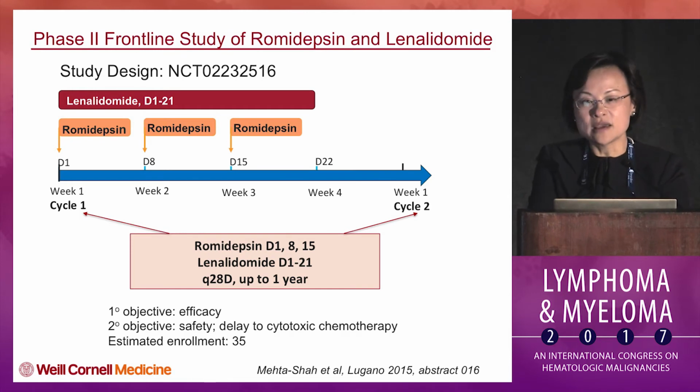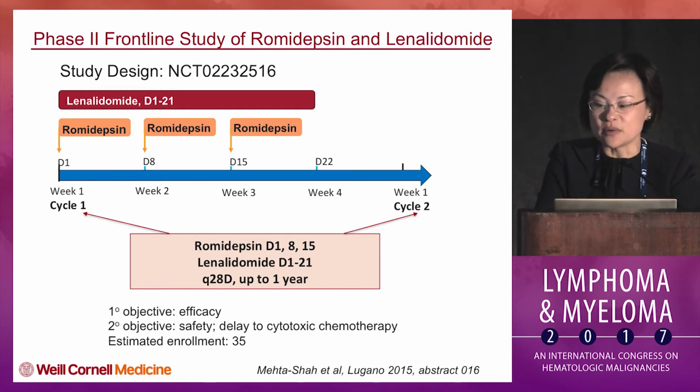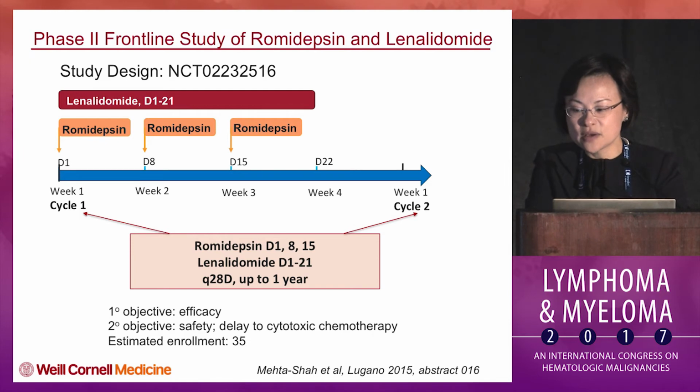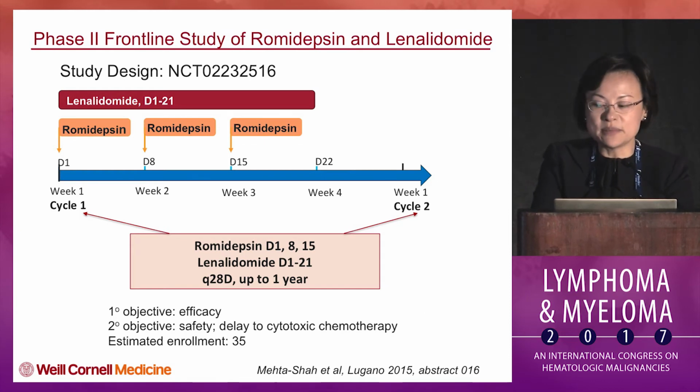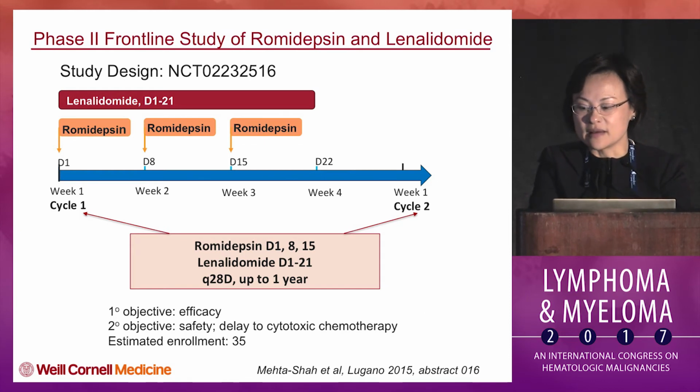So if chemotherapy may not be applicable to certain patient subgroups or may not work very well, what about using a non-chemotherapy-based combination? In fact, there is currently a phase 2 frontline study with a combination of Romidepsin and lenalidomide. Either of those agents is active in PTCL, and the feasibility of the combination was studied in a previous relapsed refractory setting, and it was reported a couple of years back at Lugano.